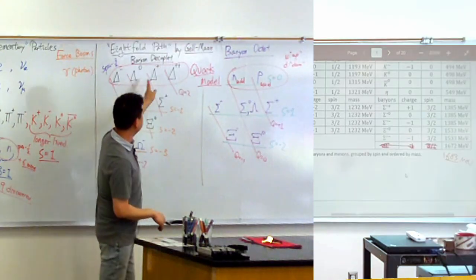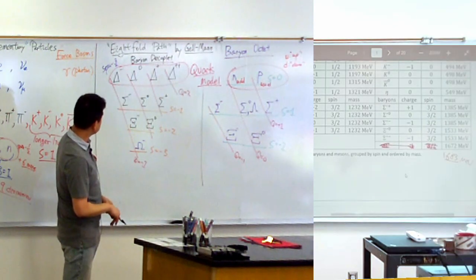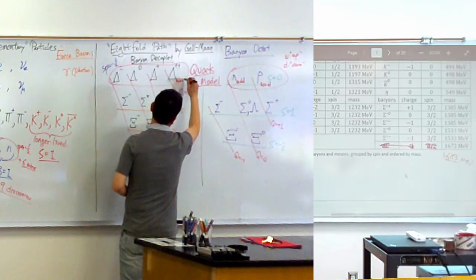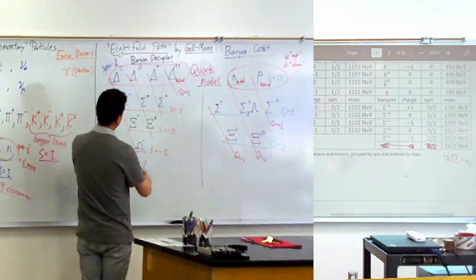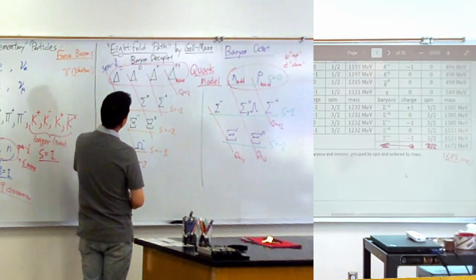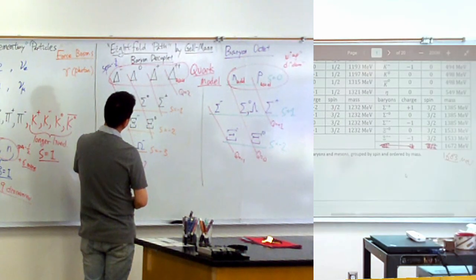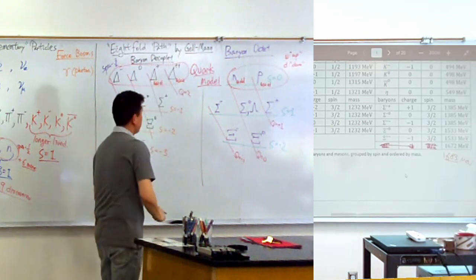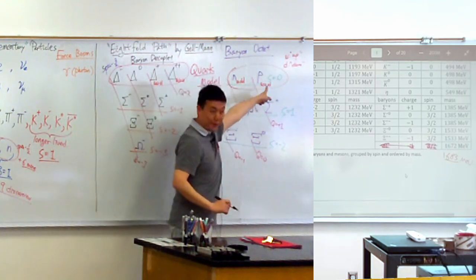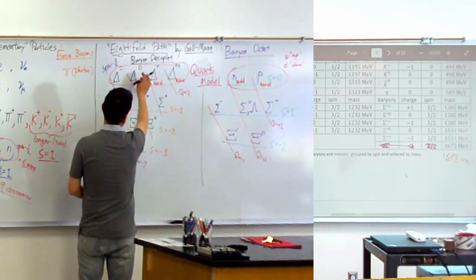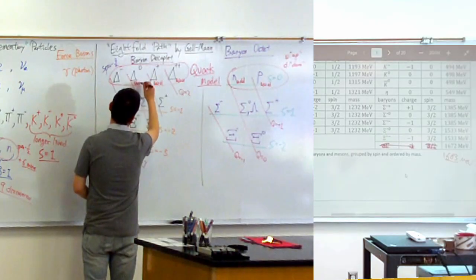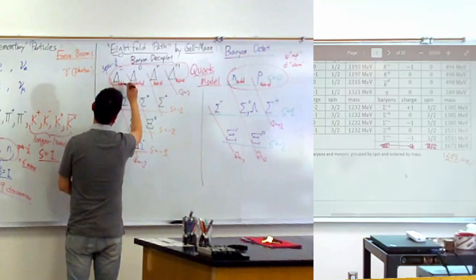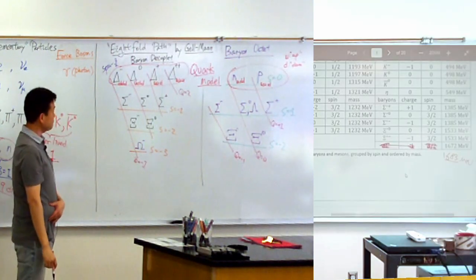So for these, let me see if I can remember it. This delta plus plus should have 3 up quarks. And I guess I keep just adding down quarks to that. Wait, is that right? 3 up, I think that's right. And this will be 2 ups and a down quark, but somehow combined in a way that's different from the proton. And with spin 0, it should have 1 up quark and 2 down quarks. And this should have 3 down quarks. All right.